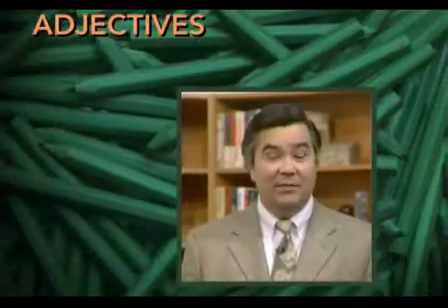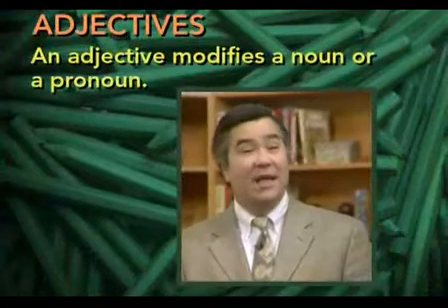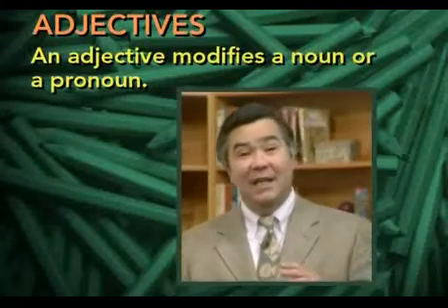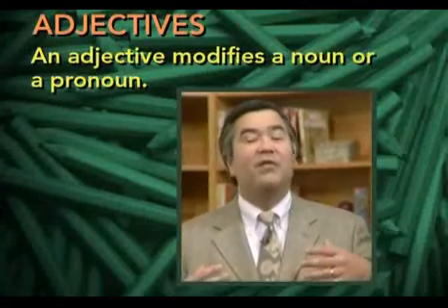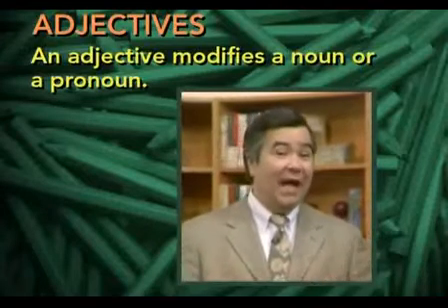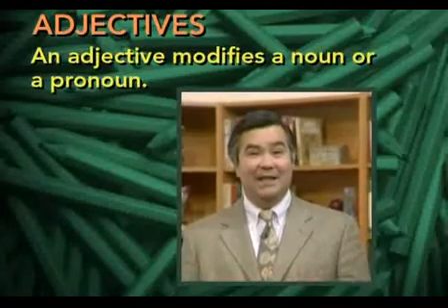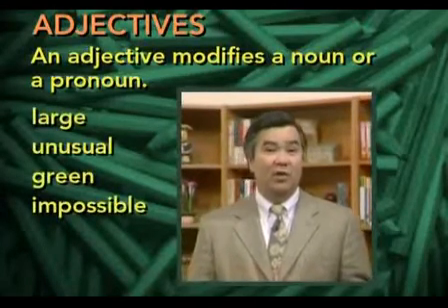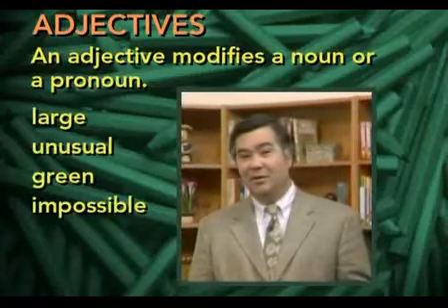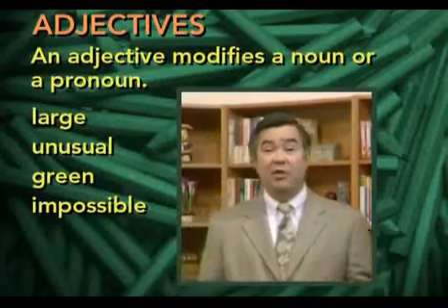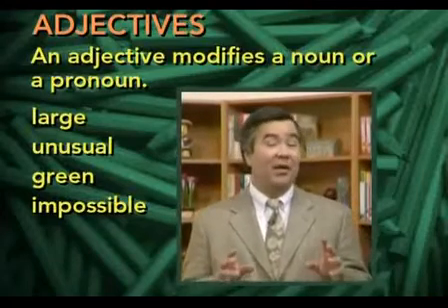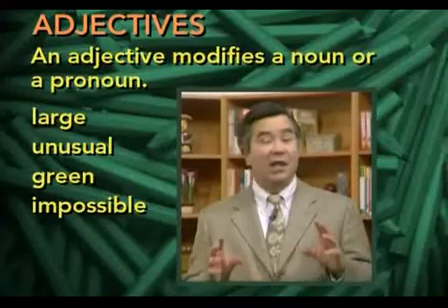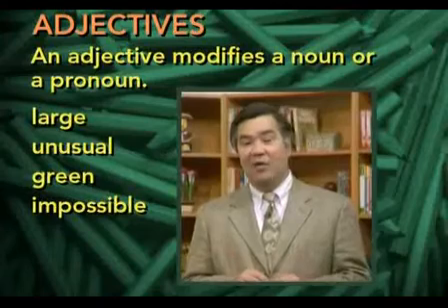Let's start with adjectives. An adjective modifies a noun or pronoun. That is, when an adjective is used in a sentence, it gives more information about, or gives further explanation about, some noun or pronoun that appears in the sentence. Here are some examples of adjectives: large, unusual, green, impossible. Each of these words, if they were used in a sentence, would give more information about a noun or pronoun that appears somewhere in the sentence. They give more information, and therefore we say they modify the noun or pronoun.